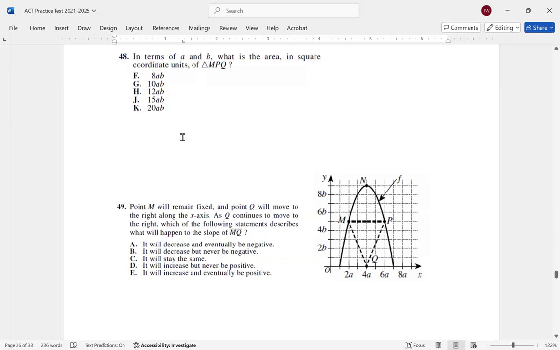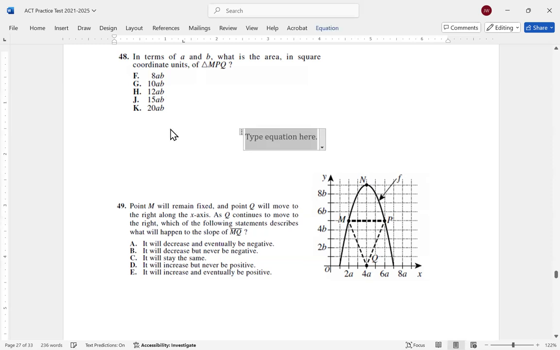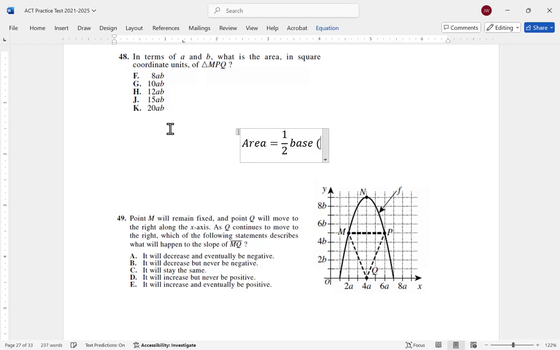So first question is 48. In terms of a and b, what is the area in square units of the triangle MPQ? So we have to do the area of a triangle. The area of a triangle is 1/2 times the base times the height. Well, the base is going to be the distance from M to P. If you notice that P is at 6a and M is at 2a, and we're on the same horizontal line, then the base is 4a. We went from 6a down to 2a.